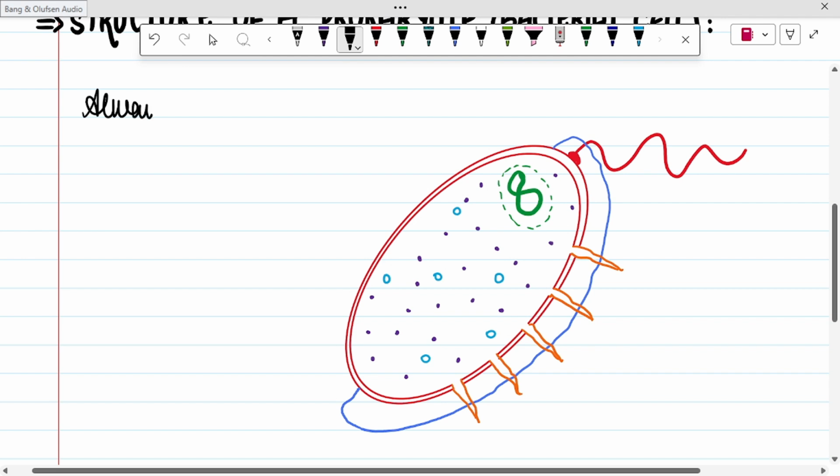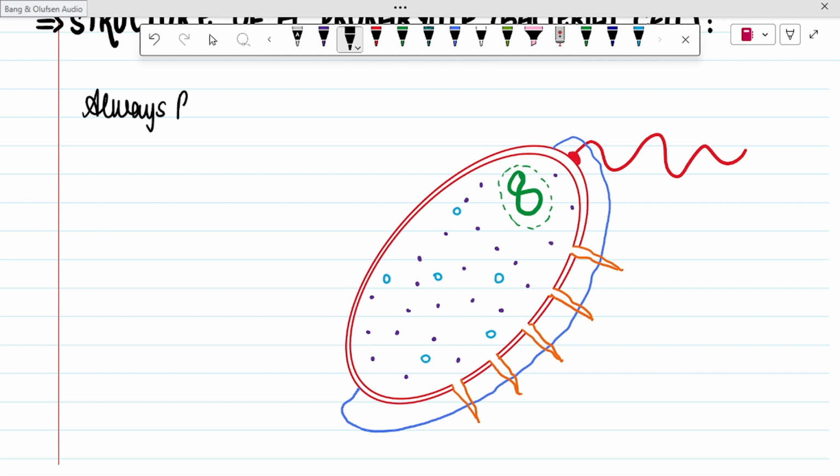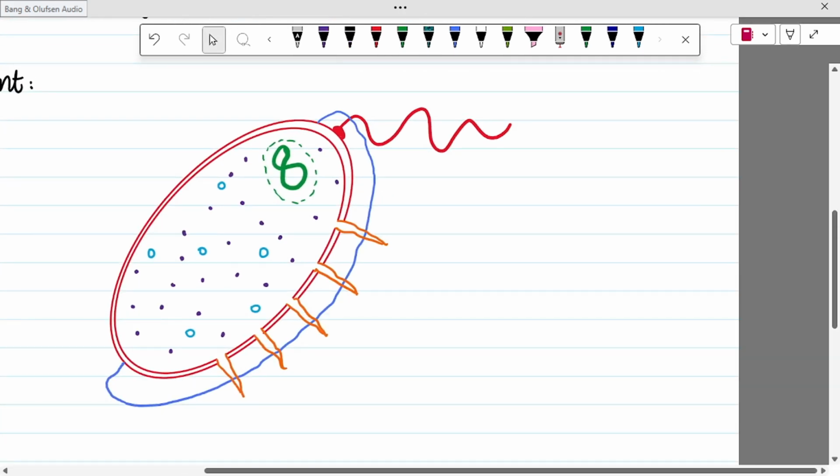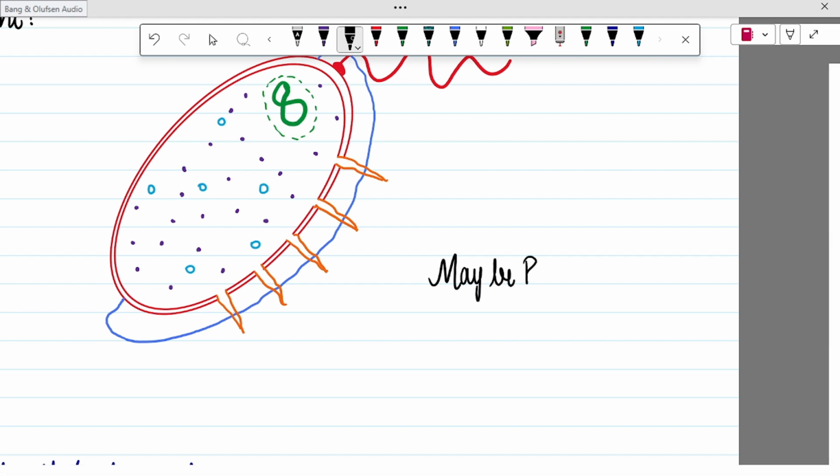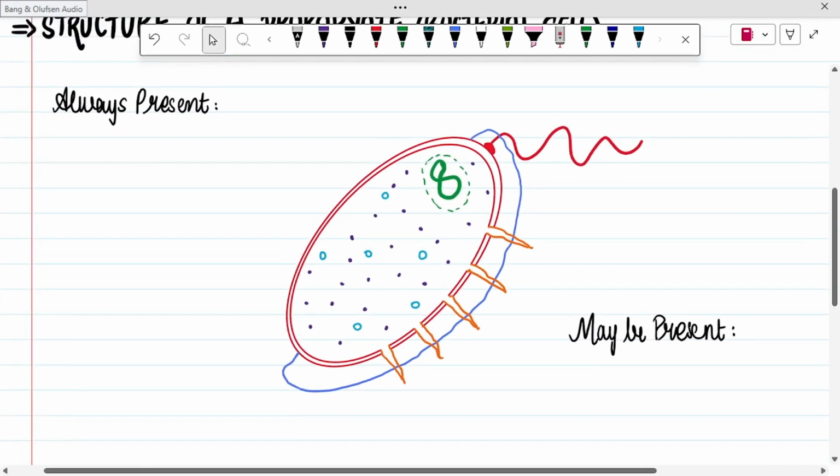So the cell organelles which are always present वो हम यहाँ पे लिखेंगे ताकि आपके लिए easy हो जाए when you look back at it. And the cell organelles which are present in some of the bacteria, किसी किसी के पास होते हैं ये, वो हम यहाँ पे list down करेंगे and will label this diagram as well.